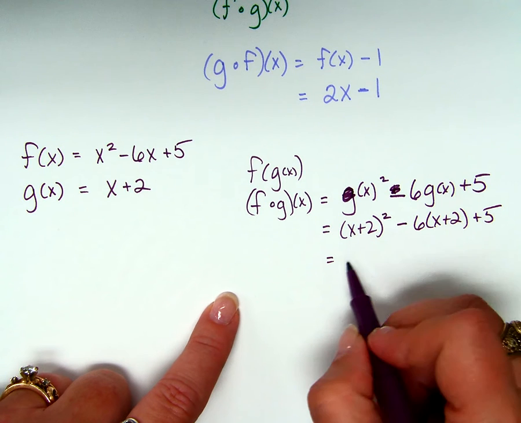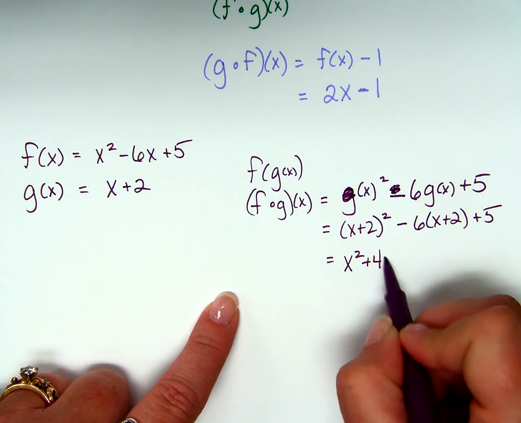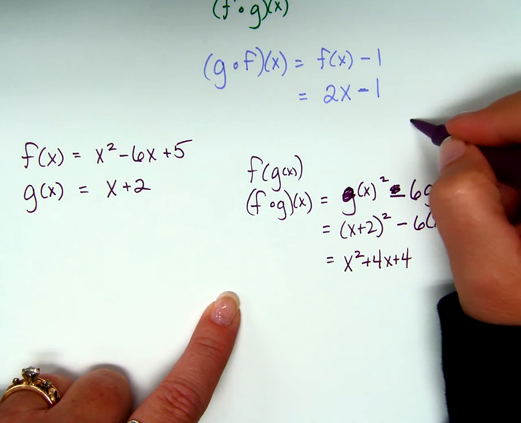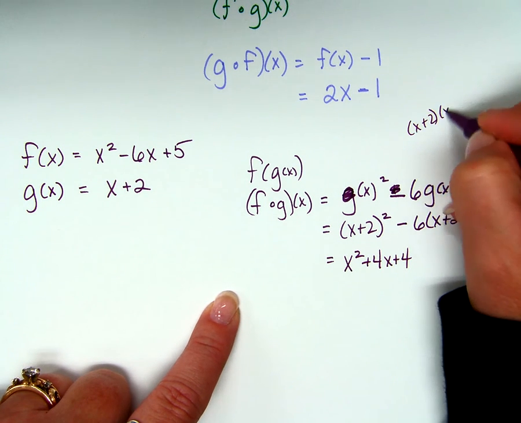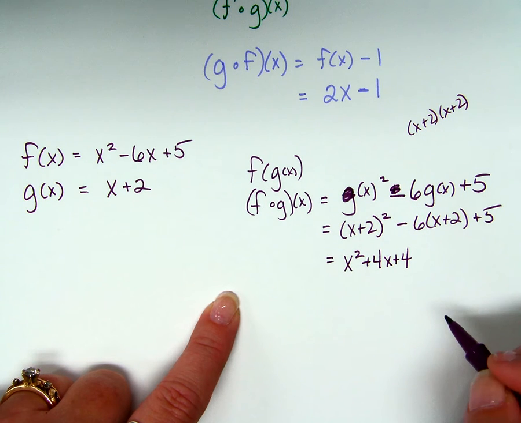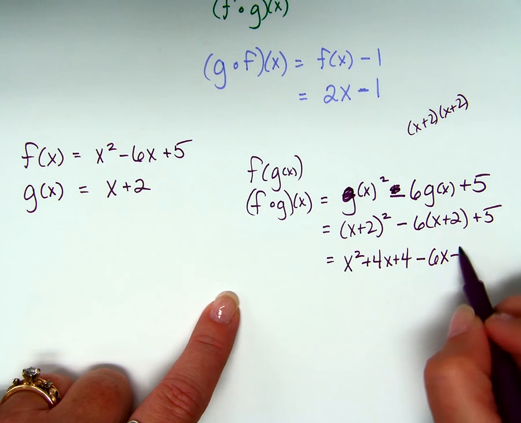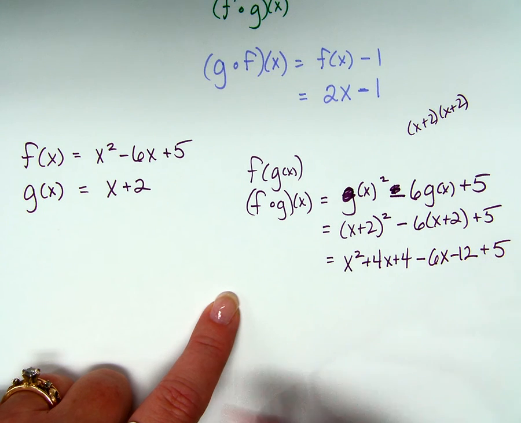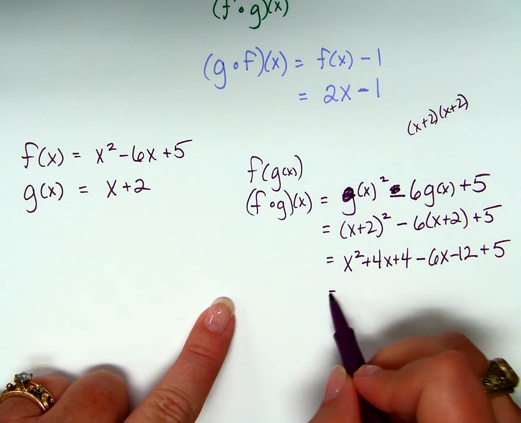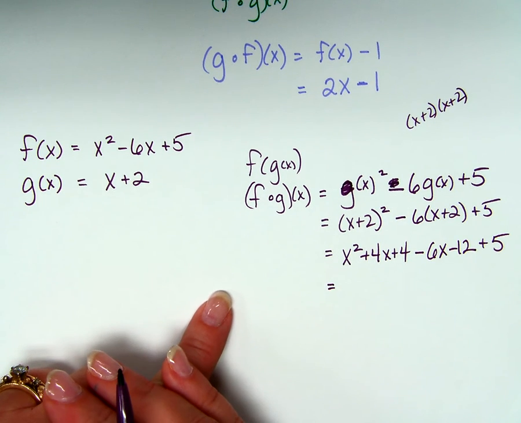Well, x plus 2 is x squared plus 4x plus 4. Remember, because I have to do x plus 2 times x plus 2. Remember that? And then I have minus 6x minus 12, and then plus 5. So at this point, all it is a matter of just simplifying your like terms, right?